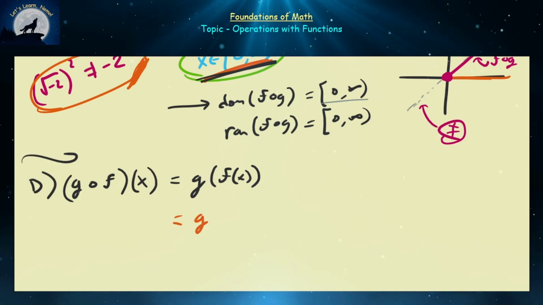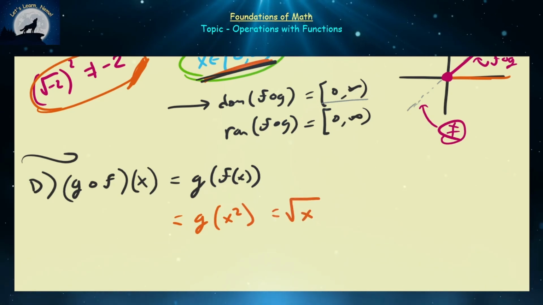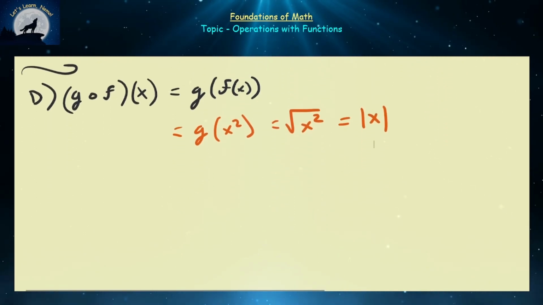Well, f of x is our x squared function, and then g is the square root of something. So this is just the square root of x squared. And remember that the square root of x squared, by definition, will be equal to the absolute value of x. So what do we got here?